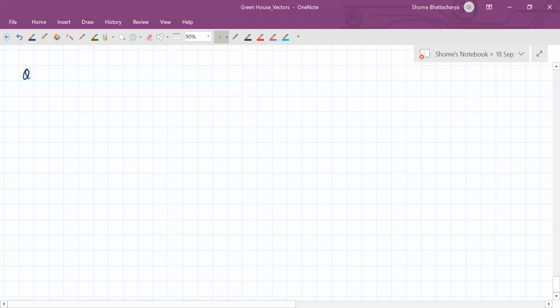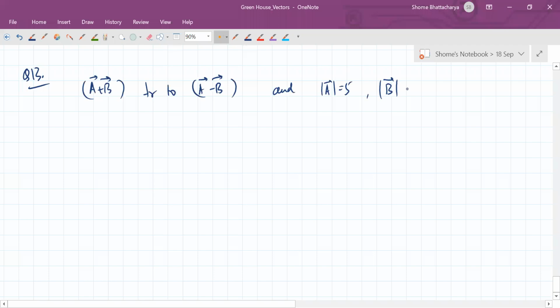Okay, so let's come to question 13. Then we'll come back to 11 and this one also. So question 13 says that A plus B is perpendicular to A minus B. And what else is given? Magnitude of A is 5. Then find out the magnitude of B. What should be the answer to this? Tell me.